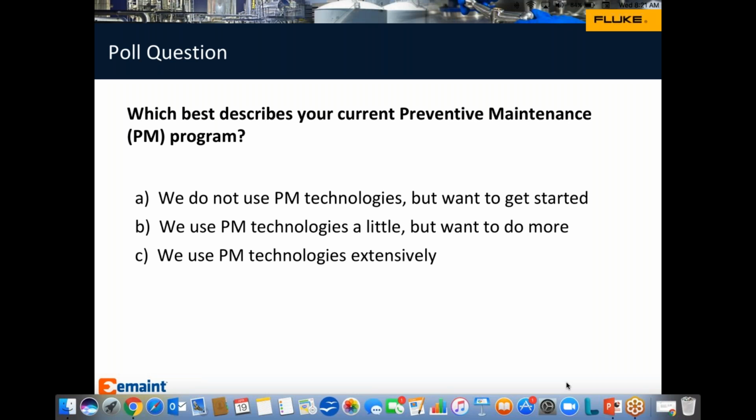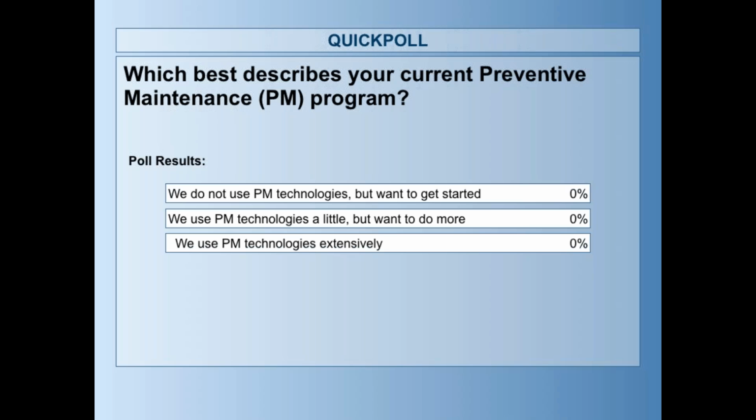All right, let's go ahead and share the results. So Frederic, it looks like 18%, almost a fifth, say they're not currently using technologies, but would like to get started. Over half, 52%, say we're using technology a little, but want to do more. And I know that's what I hear most often from eMaint customers. And then number three, 30% are using PM technologies extensively. All right, so back to you, Frederic.